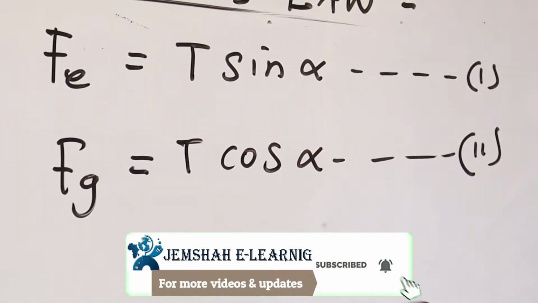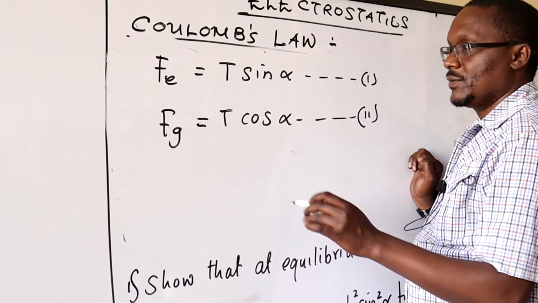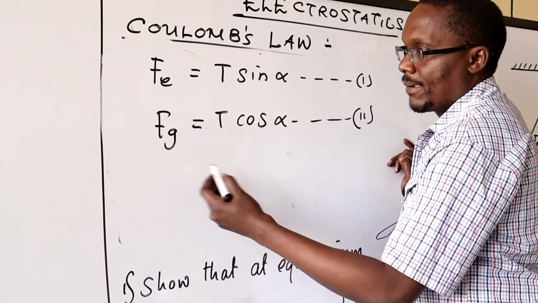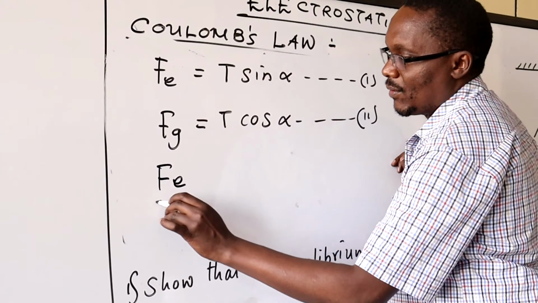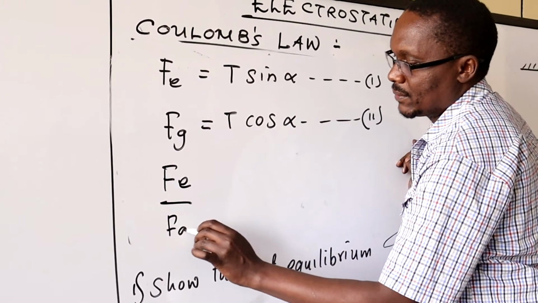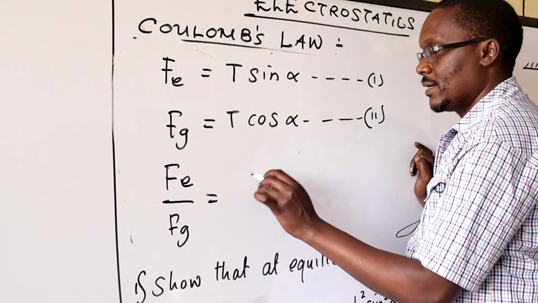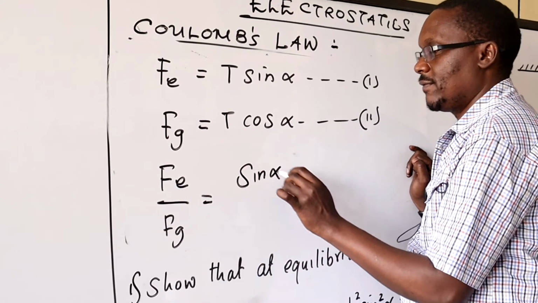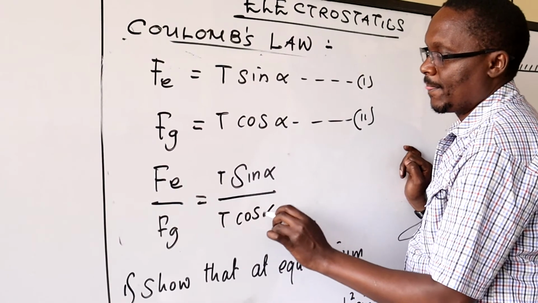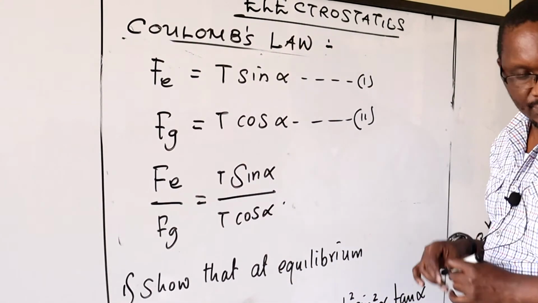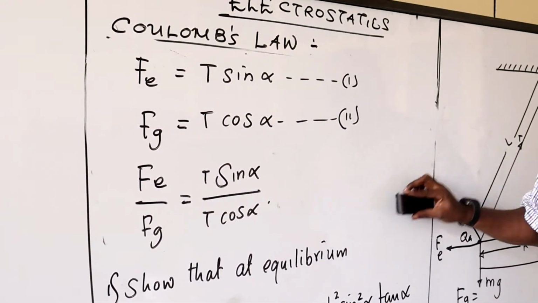Now, if I divide equation 1 by equation 2, then I'll have Fe over Fg will be the same as the sine of alpha over T, the cosine of alpha, and this will translate into what?